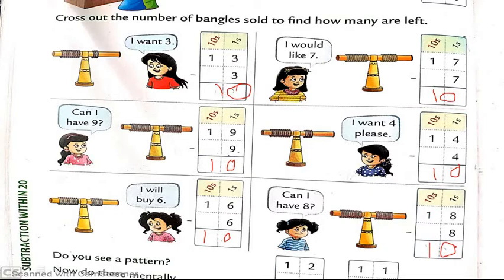Now repeat all the sums. 13 minus 3, we get 10. 17 minus 7, we get 10. 19 minus 9, we get 10. 14 minus 4, we get 10. 16 minus 6, again we get the same number, 10. 18 minus 8, we get the same number, 10.